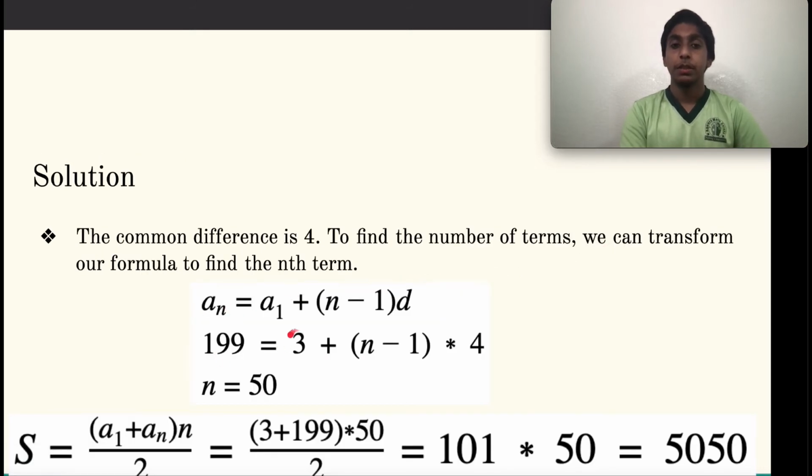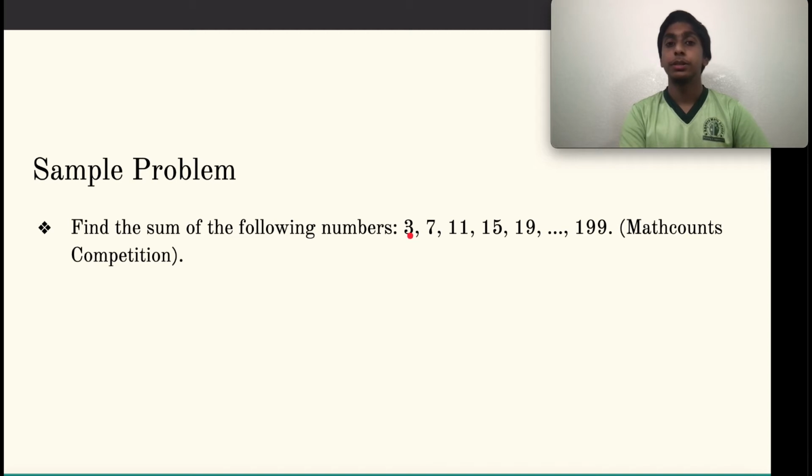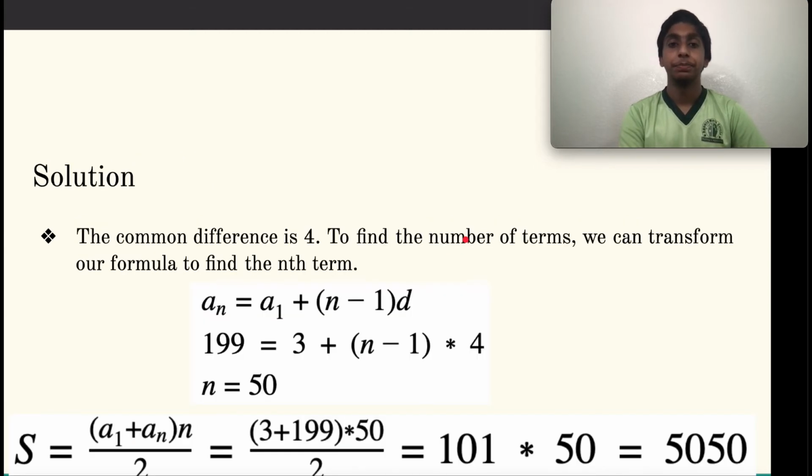And this is going to be equal to the first term, so 3, plus n minus 1 times d, and here d is 4. Why? Because 3 plus 4 is 7, 7 plus 4 is 11, and so on. So here I've set up an equation like this: 199 is equal to 3 plus n minus 1 times 4. It's a linear equation. You can solve that, and once you solve that, you get 50 as your answer. So what this is basically telling you is that there's 50 terms in this sequence.